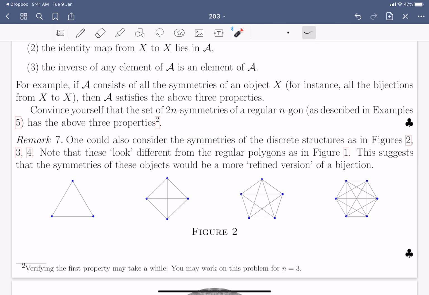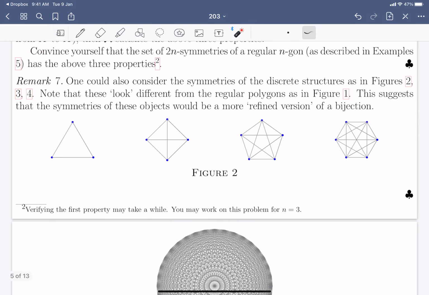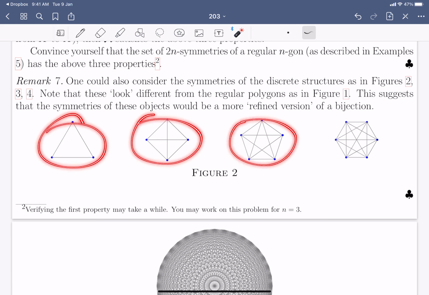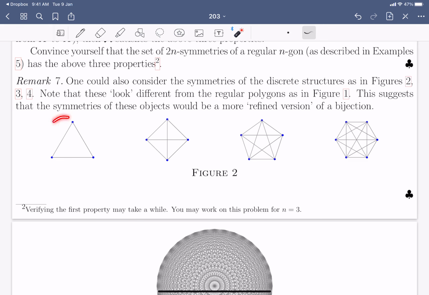Here we are dealing with certain objects, and we have seen some of them. This one we have seen. This also looks like a square, but along with its diagonals. This is just the regular pentagon along with the diagonals. So in some sense it has got more structure, if you want.